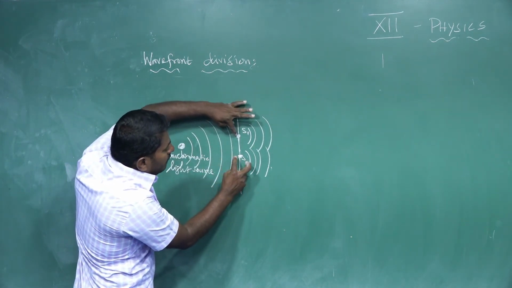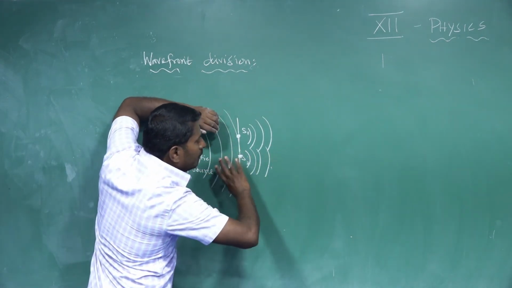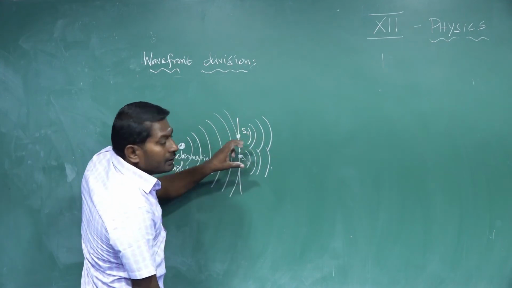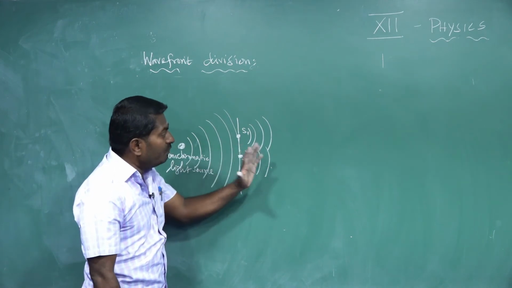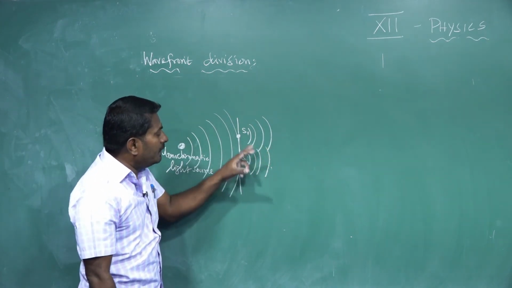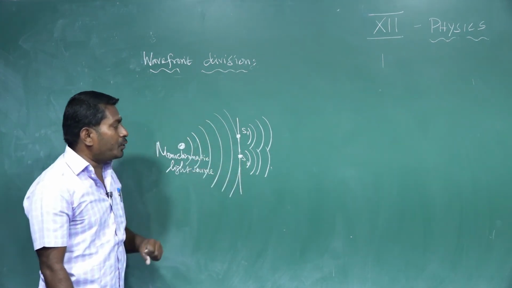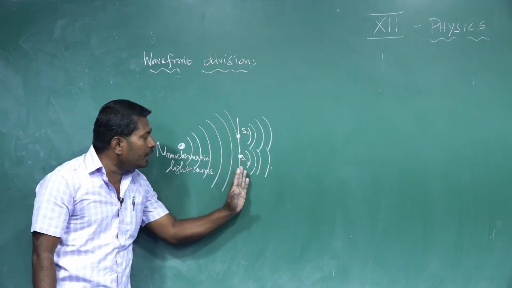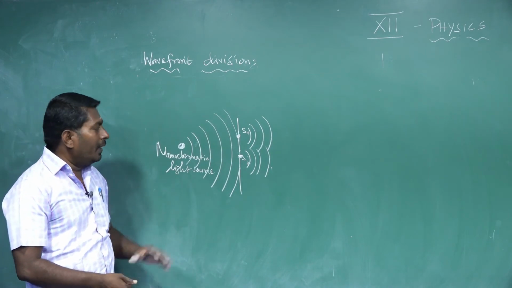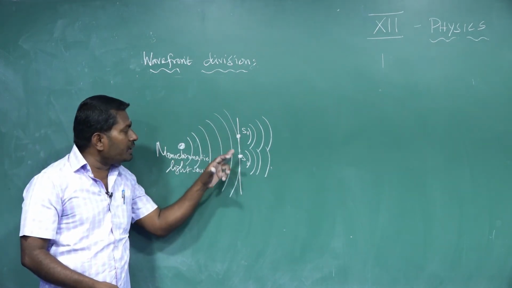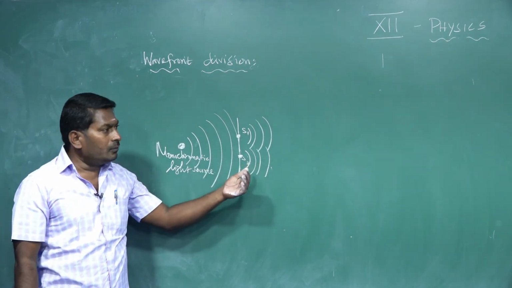Then the secondary wavelets originating from S1 and S2 spread out in the other medium, towards the right side, with the same phase or a constant phase difference, the same amplitude, and the same wavelength or frequency. Then the two sources of light S1 and S2 are said to be two coherent light sources. In this way, two coherent light sources are produced by the wavefront division technique. These two coherent sources of light are used to produce interference bands on the screen.